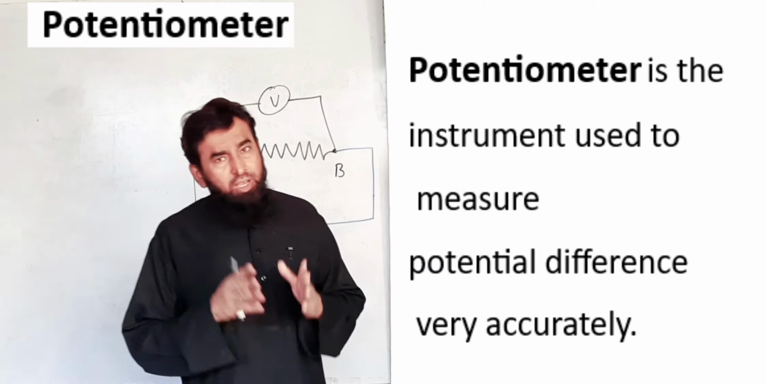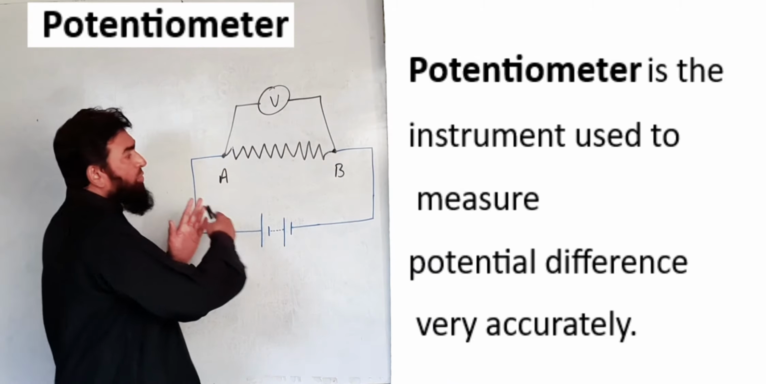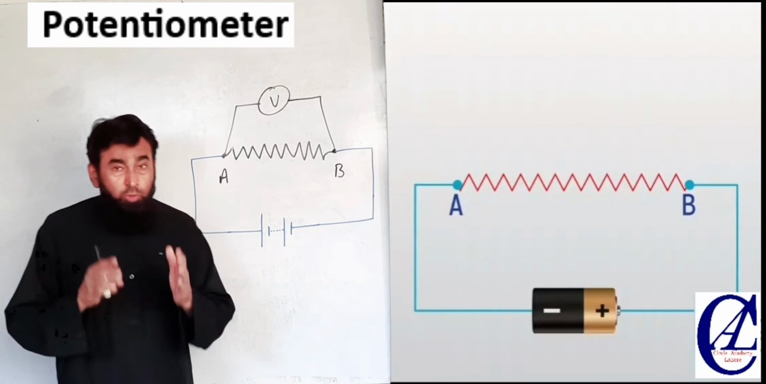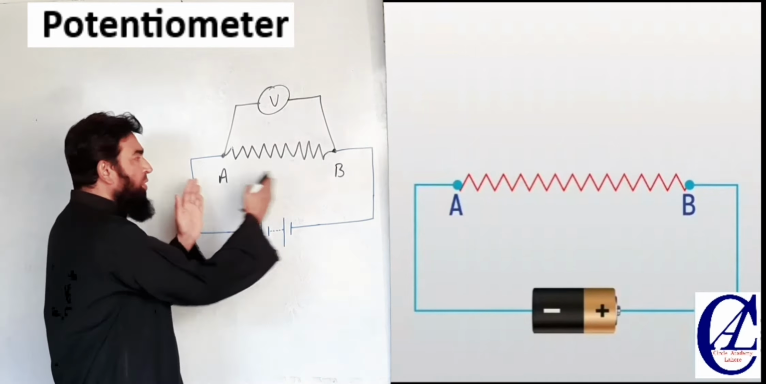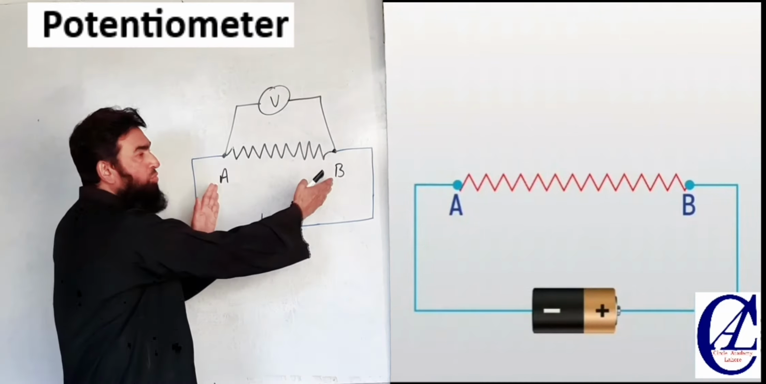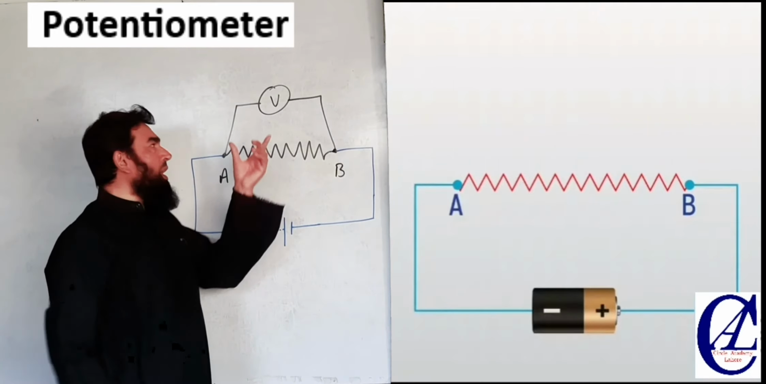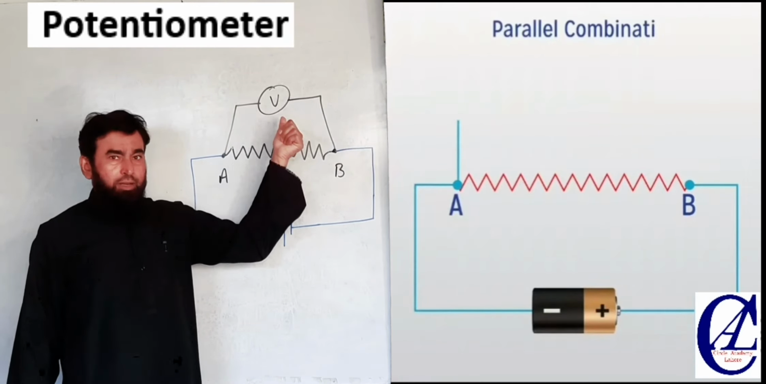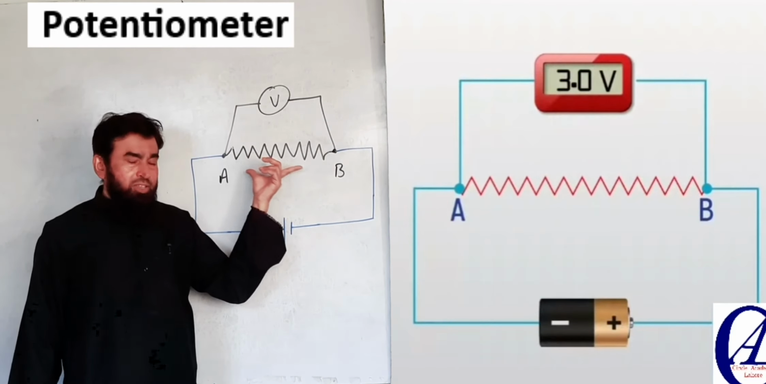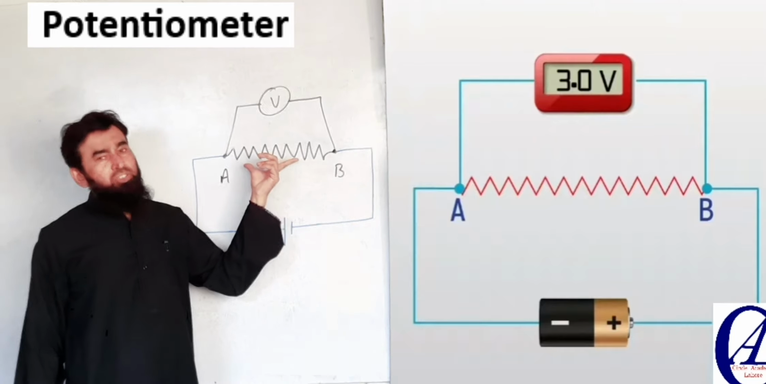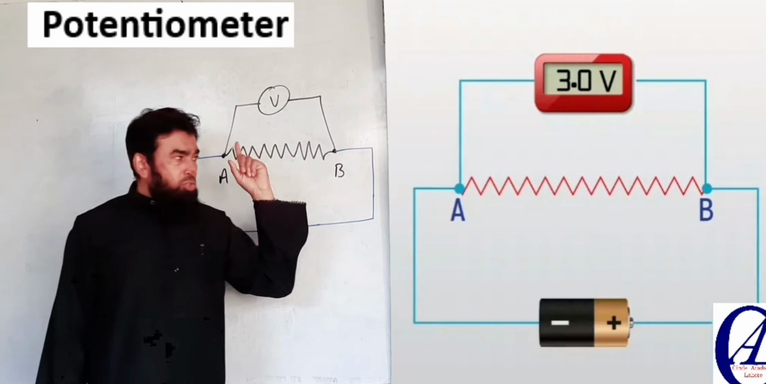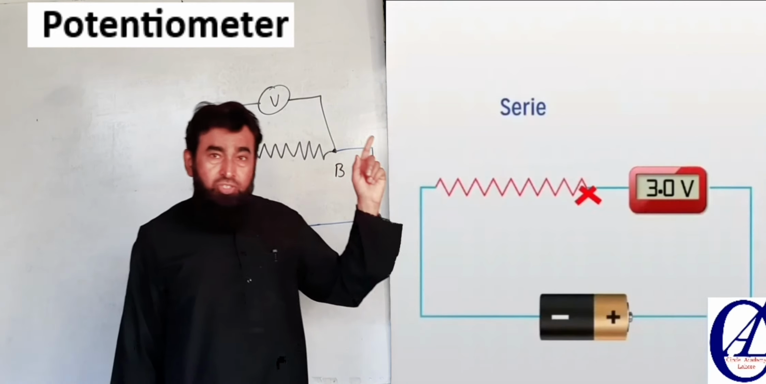To understand this concept, first let us consider a circuit like this. This is a battery, and you want to find out the potential difference across these 2 points A and B. Then you will have to apply the voltmeter in parallel. Keep in mind that whenever the potential difference across any resistance or appliance is required, you will have to apply the voltmeter in parallel. So the voltmeter is not attached in series.